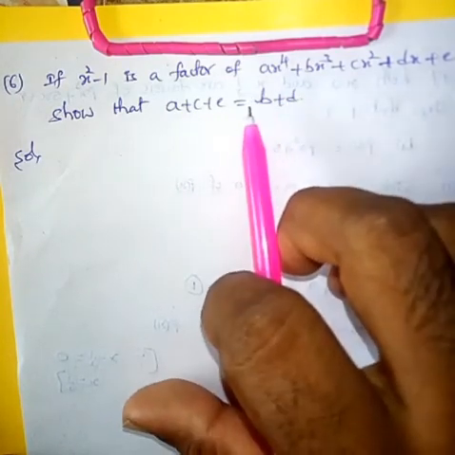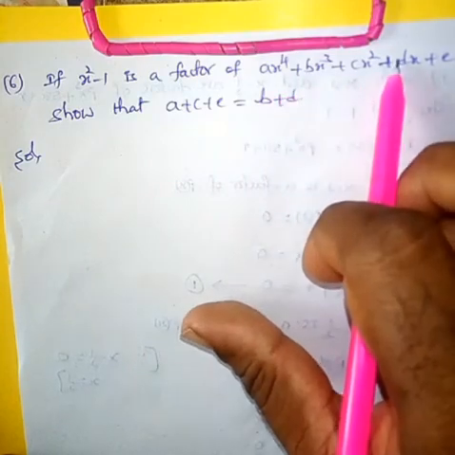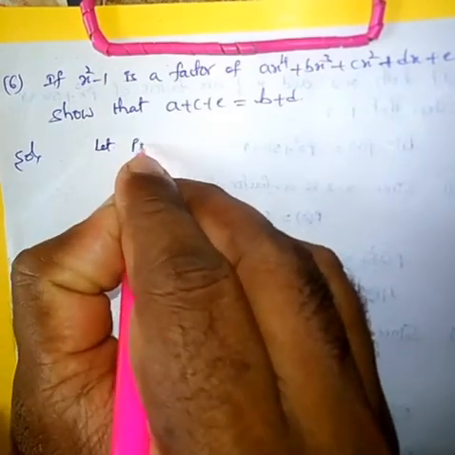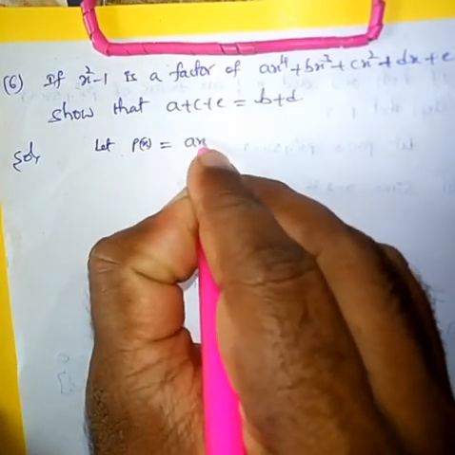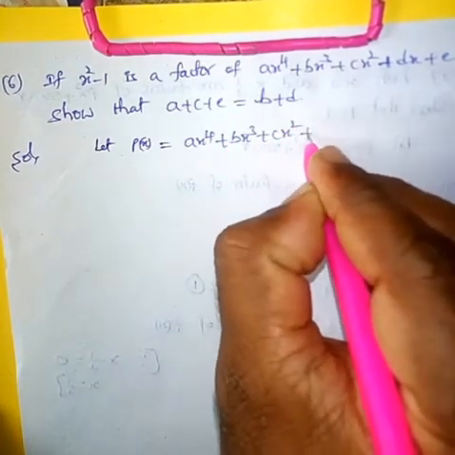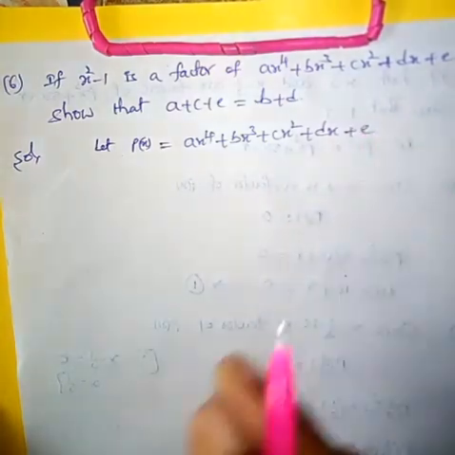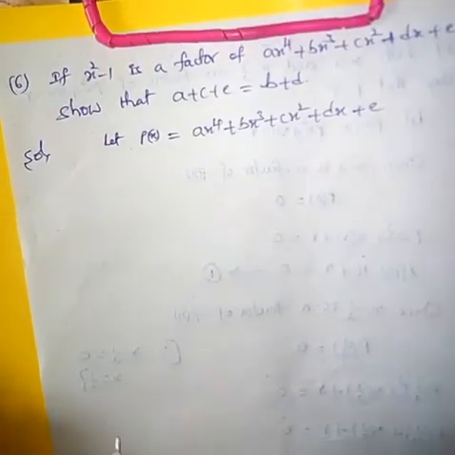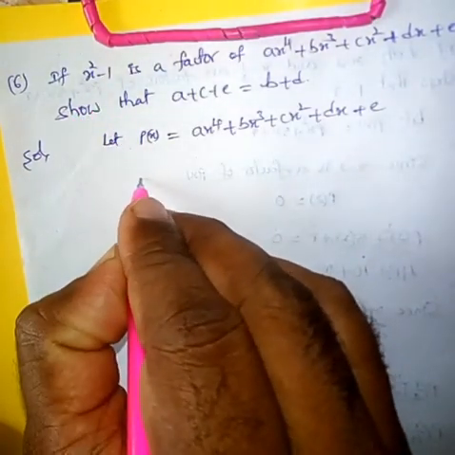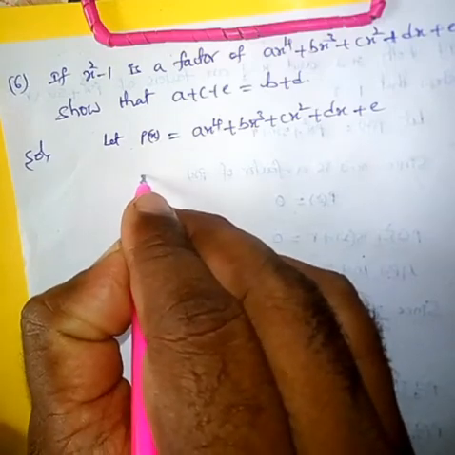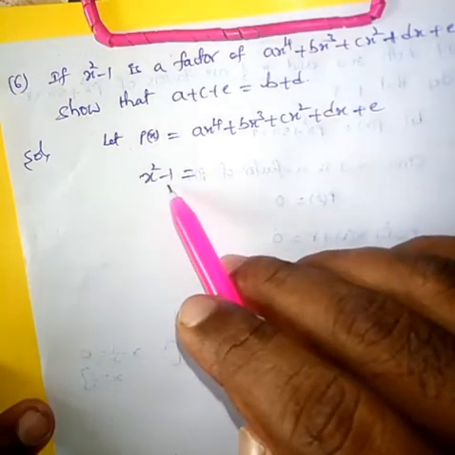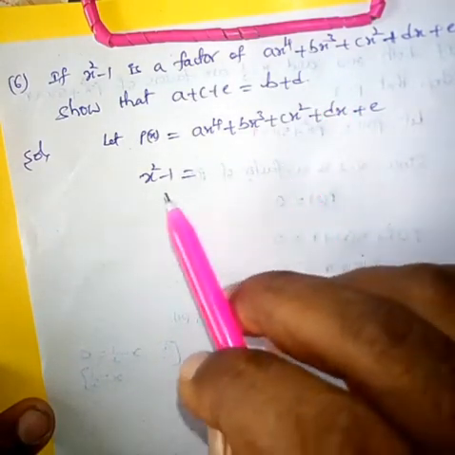Okay, let us name the given polynomial as p(x). First, let p(x) equal ax power 4 plus bx cube plus cx square plus dx plus e. And the other polynomial is x square minus 1.